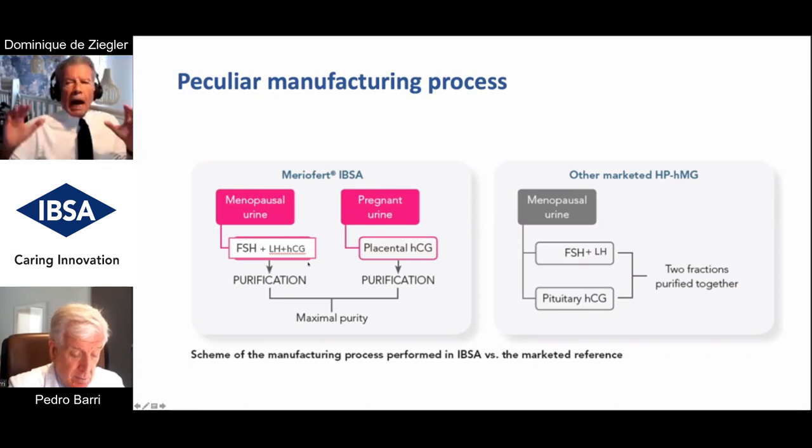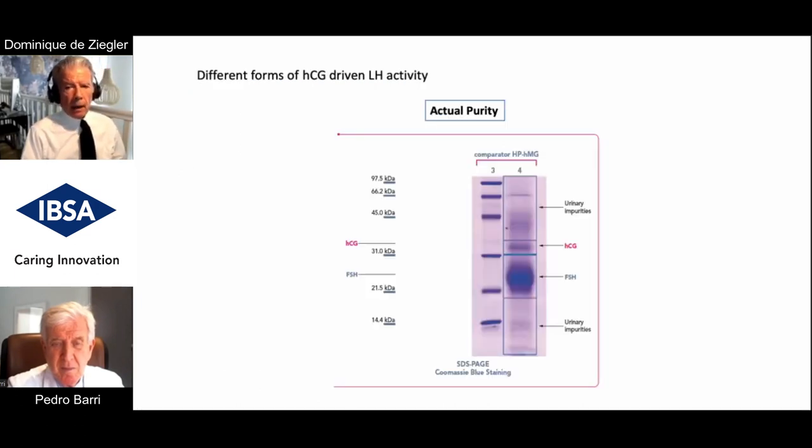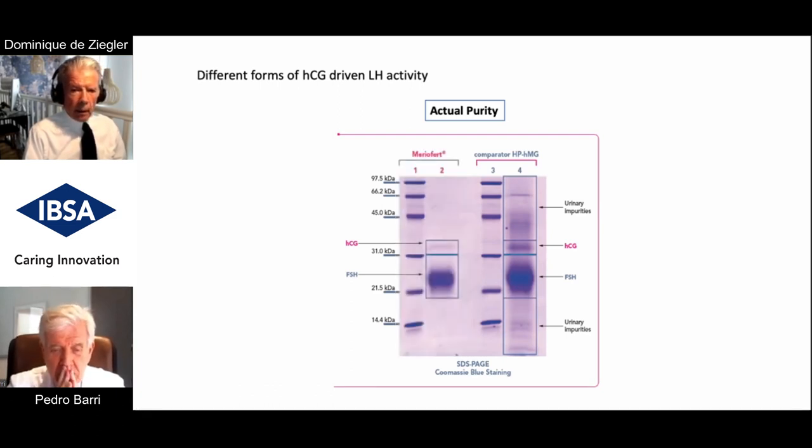And then you add on to that pregnant urine containing placental hCG, which is unpurified, and the two are mixed together for the preparation. And actually, this is the actual purity. This is the other hMG preparation with FSH and hCG and all kinds of impurities that are found on this gel column. Whereas in the case of Meilleur-Fort, you have FSH and hCG and none of these contaminants. So therefore the product is of a higher purity.